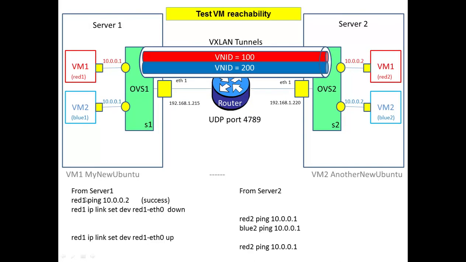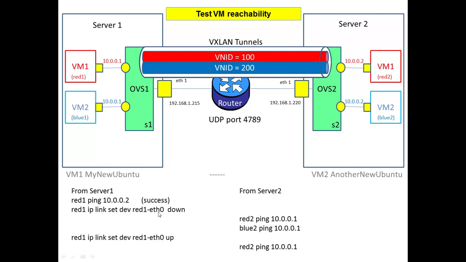So what we should think about is, can we ping through to the far end, and then we can think about taking things down and seeing if we can ping back the other way. And let's give that a go. Okay, so you'll notice this here is red1 IP link set dev red1.